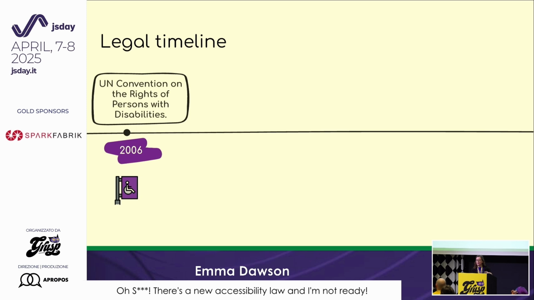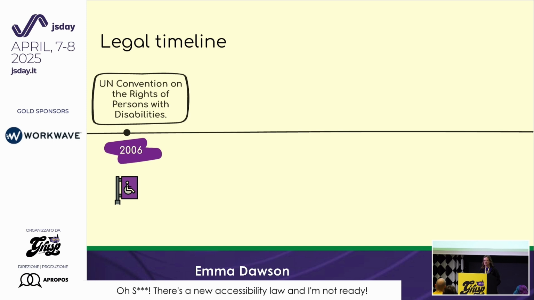So let's go and have a look at the legal timeline. It started in 2006 with a worldwide law, the UN Convention on the Rights of Persons with Disabilities, and this was signed or ratified by nearly every country in the world. And it's a very generic law. It basically says that people with disabilities shouldn't be discriminated against. And although it's very generic, it paved the way for much more specific laws.